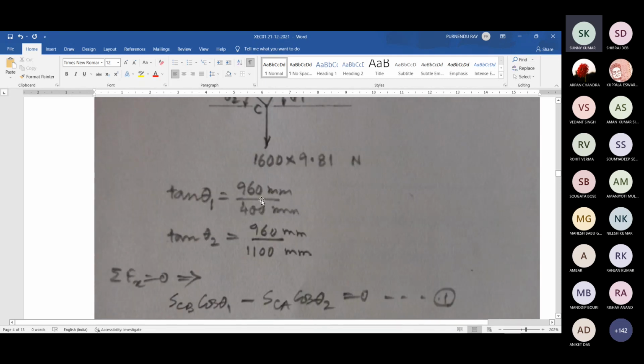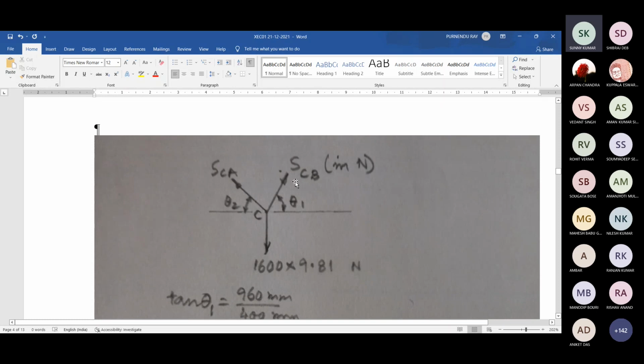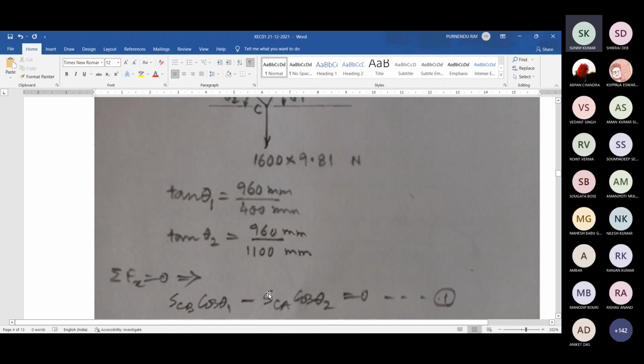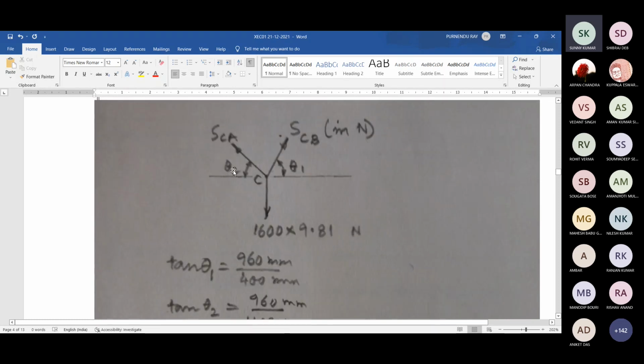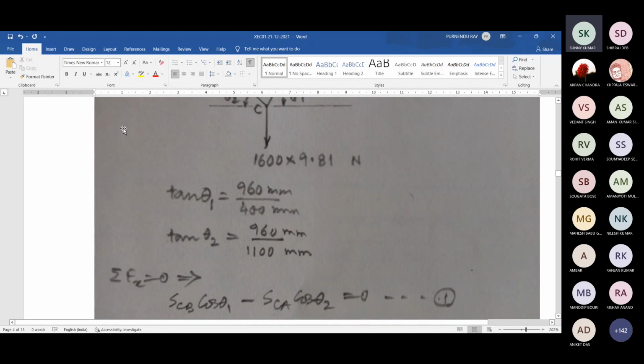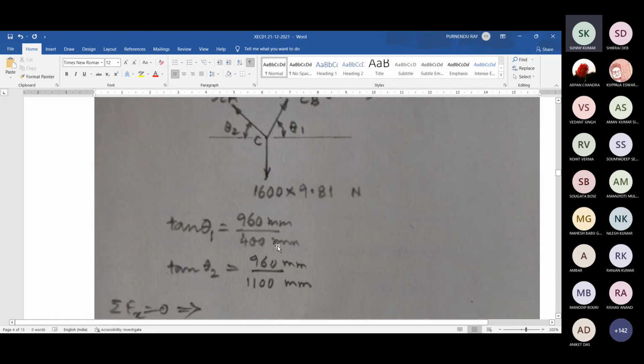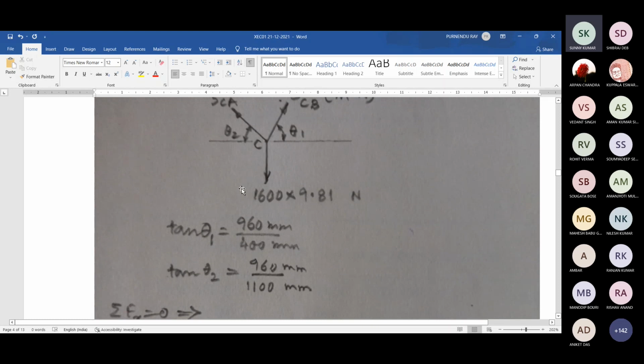So tan theta 1 is 960 by 400, tan theta 2 is this, then sigma Fx equal to 0 gives us SCB cosine theta 1, then SCA cosine theta 2 in the opposite direction, so it is negative. And what about the contribution from this weight? For the vertical weight, it is 0 in the horizontal direction.